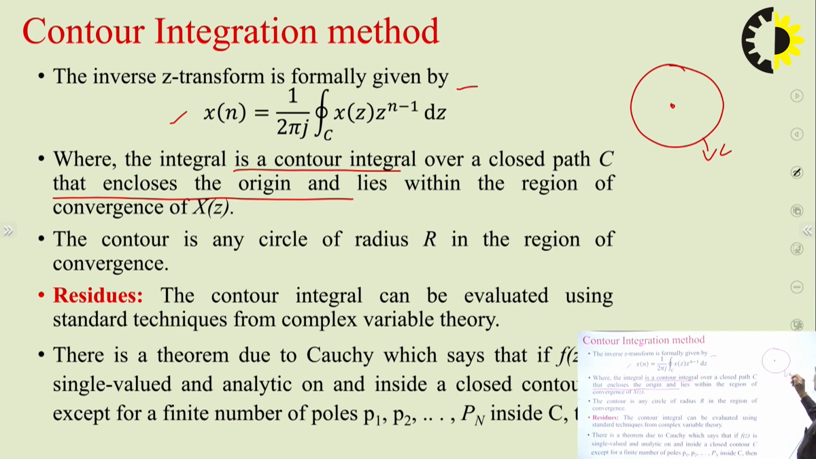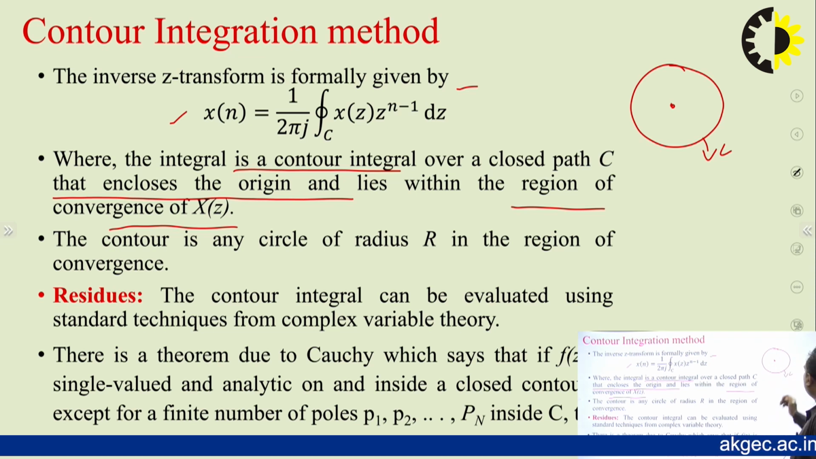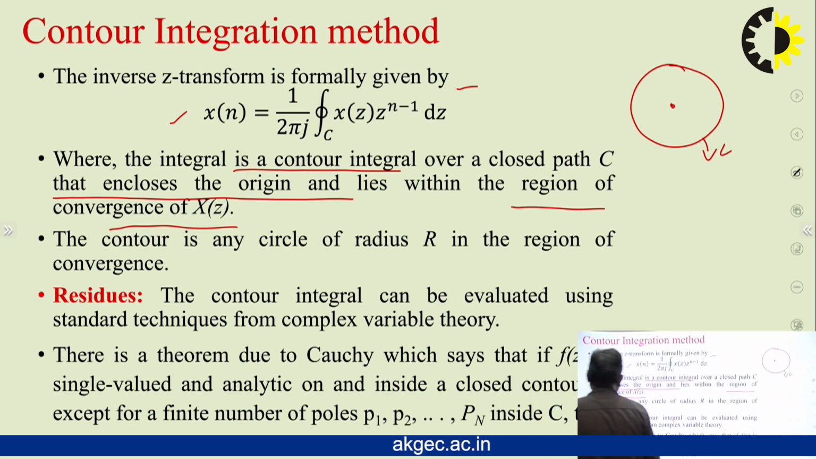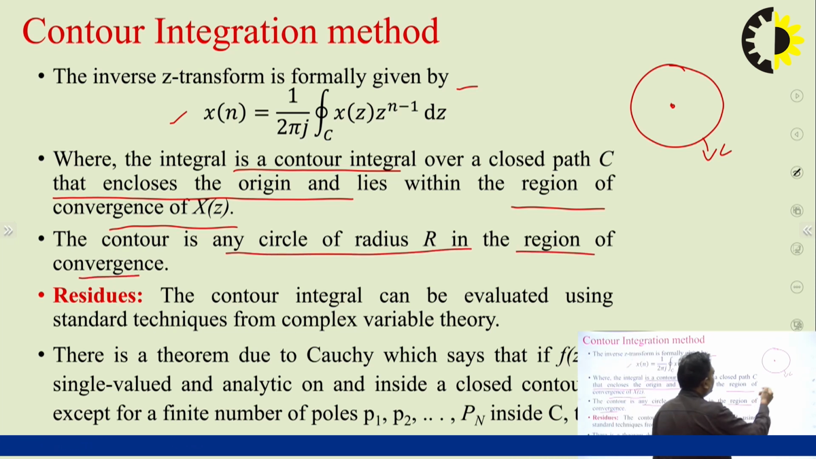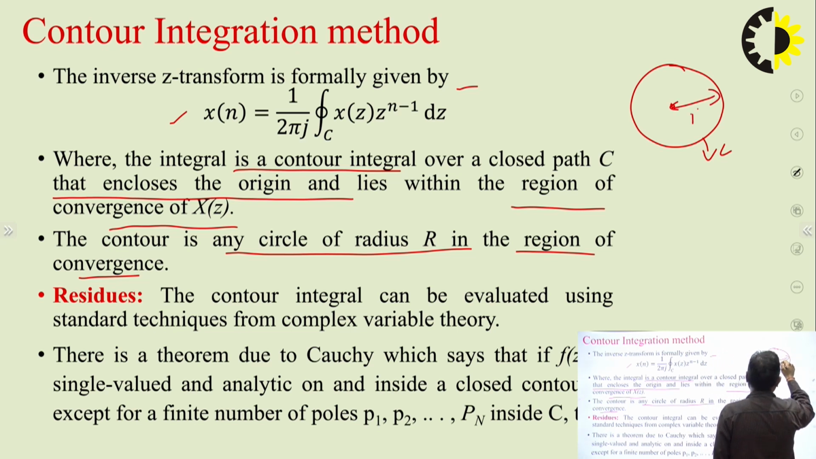This contour should enclose the origin and also lie within the region of convergence of X(z). Based on that, we choose this particular circle and take the closed path C according to the ROC. So the contour is any circle of radius r in the region of convergence. You can say you have taken this circle, and this is its radius.